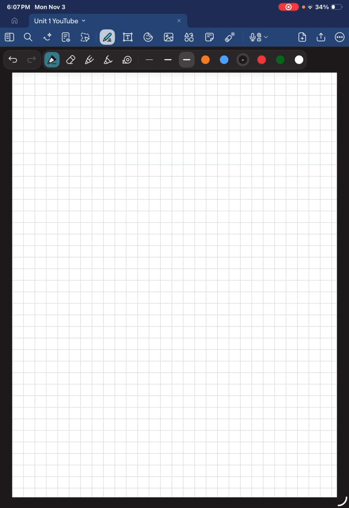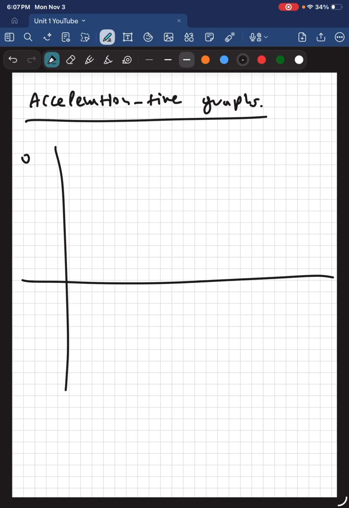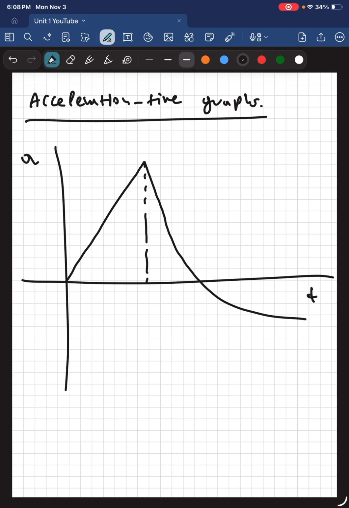Now, the final one, and we will not spend almost any time on that, is the acceleration time graphs. Okay, so let me draw an example. So acceleration and time. So maybe we'll have something like this, and then something like this.